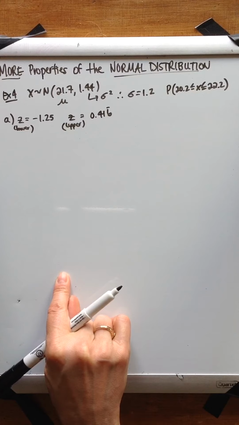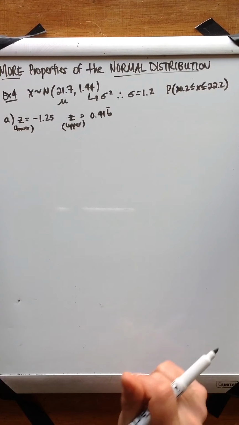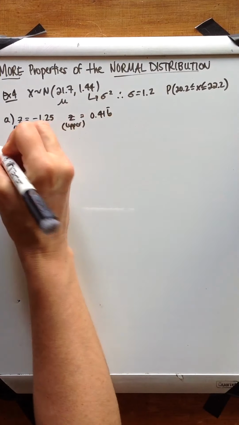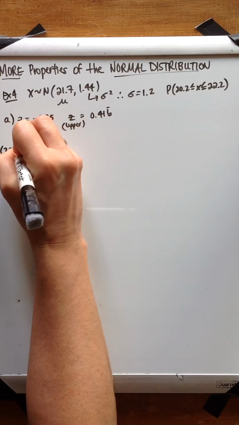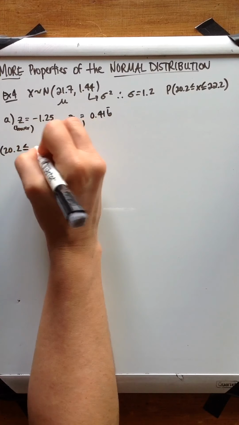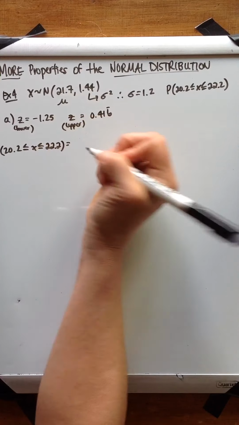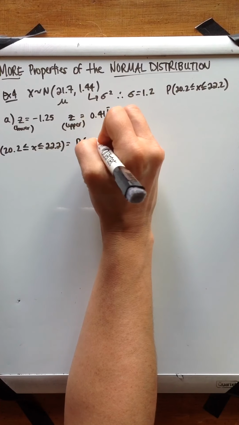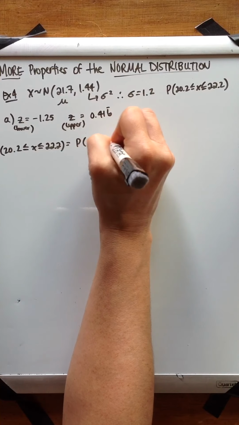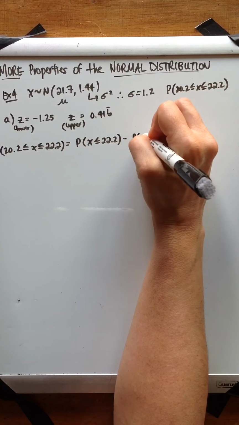I'm going to go a little quicker because I think you get the idea, or I hope you get the idea, of how to use the table. And I'm going to go straight to the answers. So the probability then of x in between these two ranges is equal to the probability for the higher one minus the probability for the lower one.